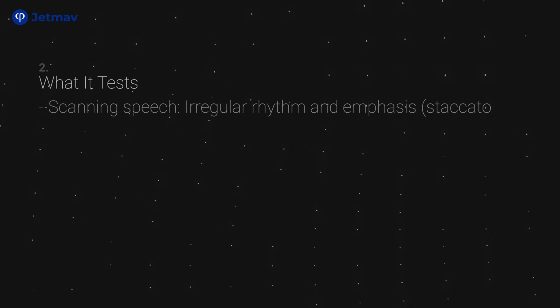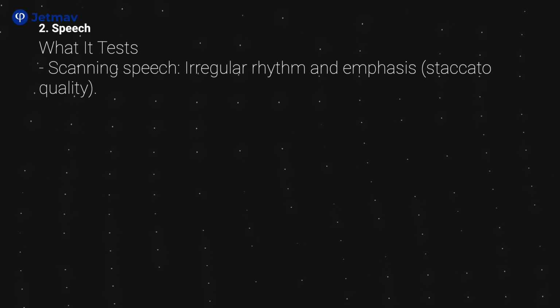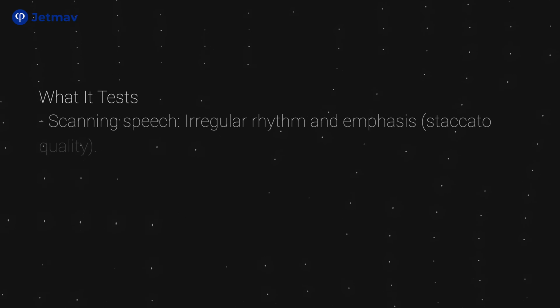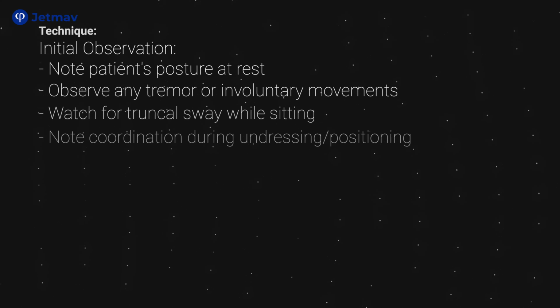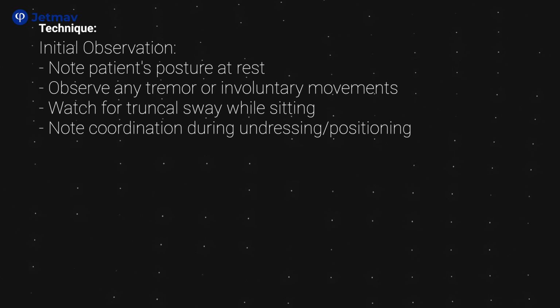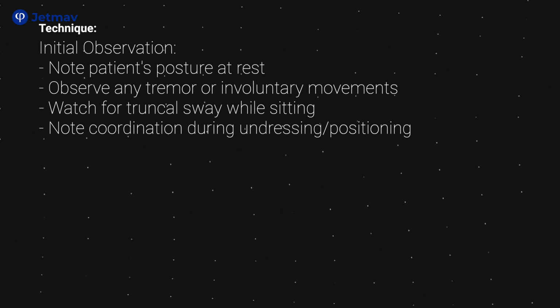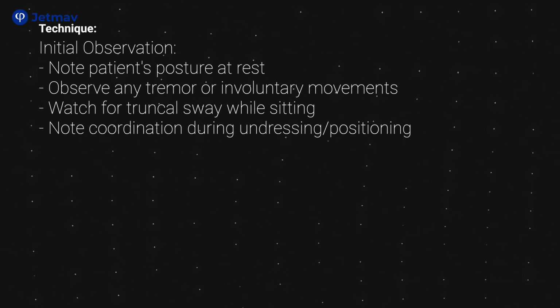Then after that, we'll go to speech assessment, where we'll check for what we call scanning speech, which is irregular rhythm and emphasis during speaking. So it's staccato quality. So in the initial observation, we're going to note the patient's posture at rest. So we're going to observe any tremor or involuntary movements. We're also going to watch out for truncal sway while sitting. We're also going to note the patient's coordination during undressing and positioning for the test.